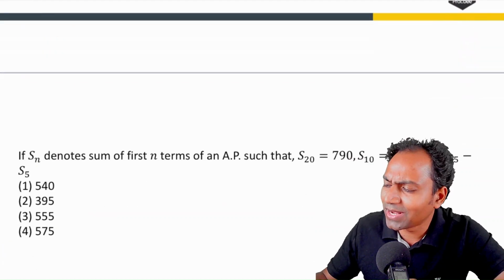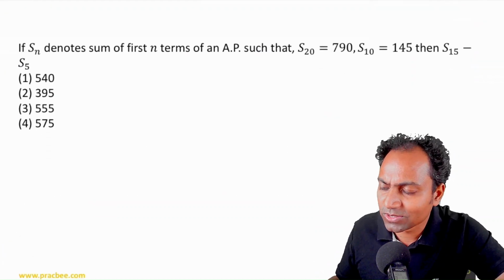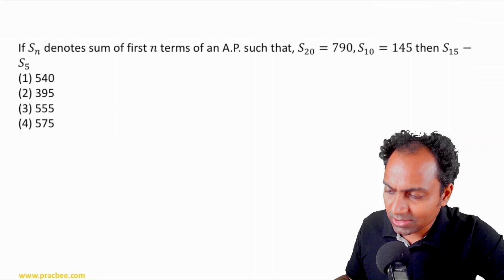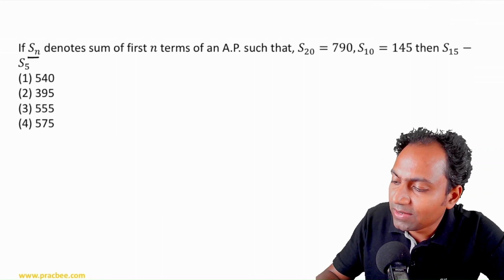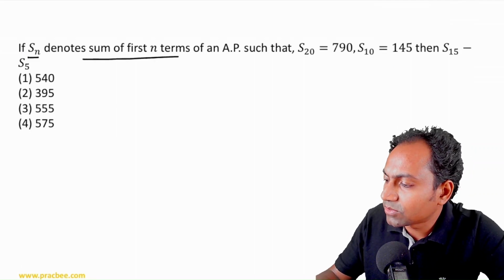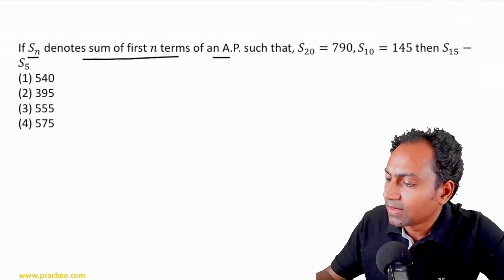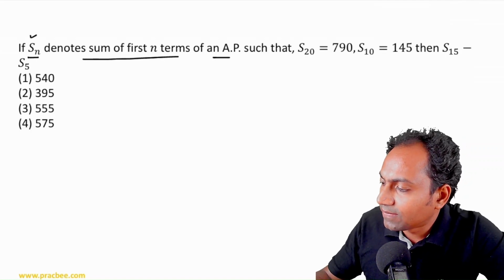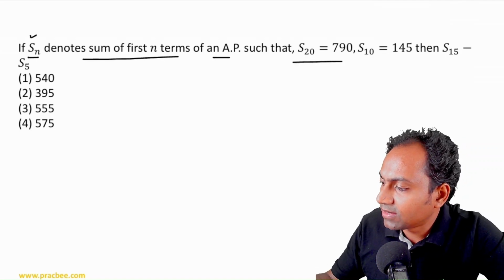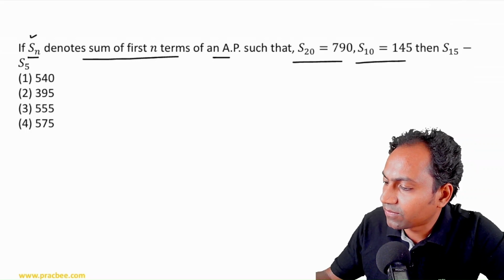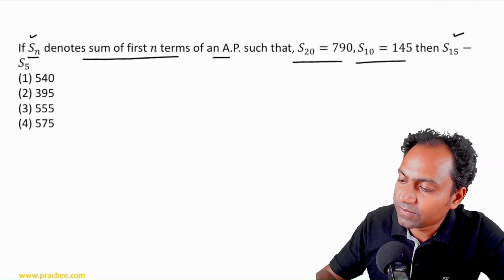I'm going to quickly discuss and tell you the method to solve these questions. If I look into this first question, you can see that the sum of the first n terms of an arithmetic progression is given as Sn. The value of S20 is given as 790. S10 is given as 145. What they're asking is the difference of S15 and S5.